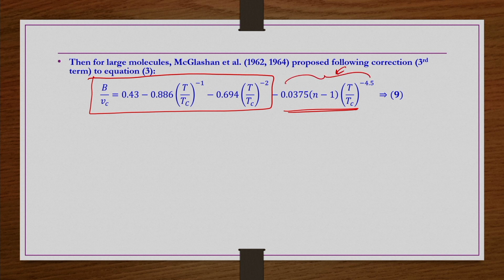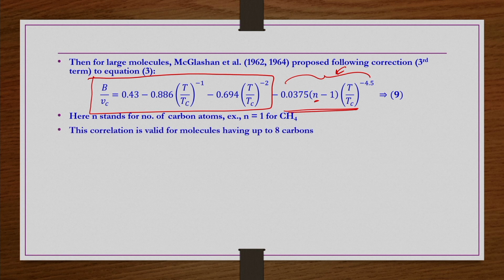adding this particular term, where n indicates the number of carbon atoms that are present in the molecule. Let us say for CH4, n is equal to 1, right. This correlation is valid for molecules having up to 8 carbon atoms, that is, it is valid up to n equal to 8. And then, experimental critical values for alpha olefins are not highly accurate in general.